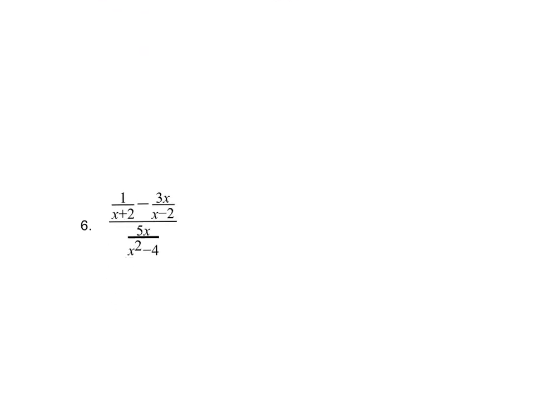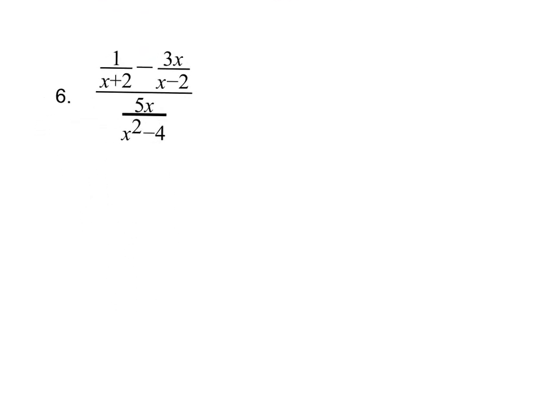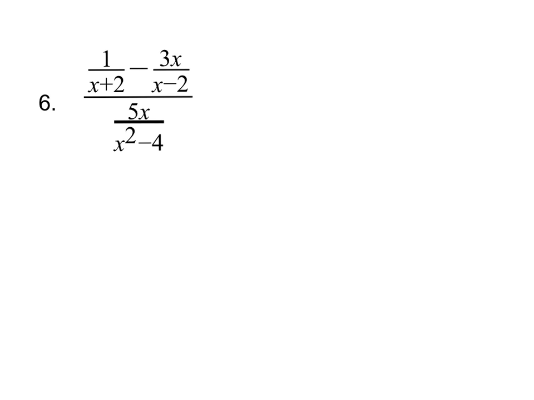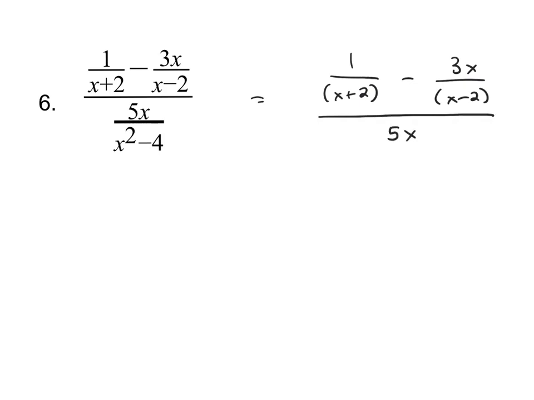All right, so for the last one, we'll do the same thing. Now, this one is a little trickier because you notice I have that x squared minus 4 in the bottom. So what I'll do first is I'll go ahead and rewrite this in factored form. 1 over x plus 2 minus 3x over x minus 2, all over 5x times (x minus 2)(x plus 2).